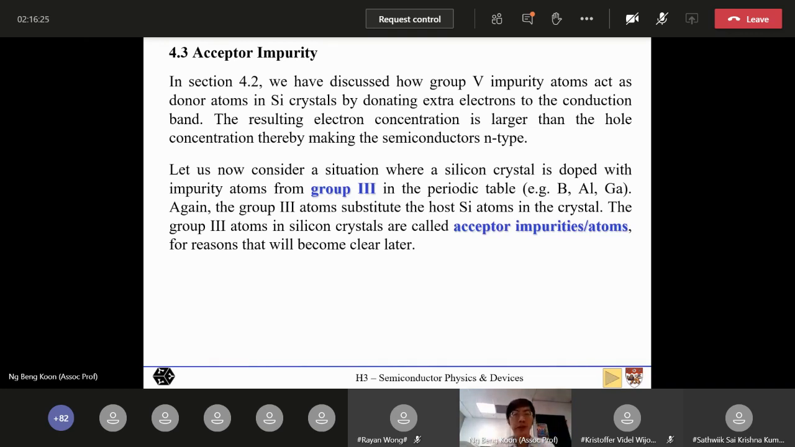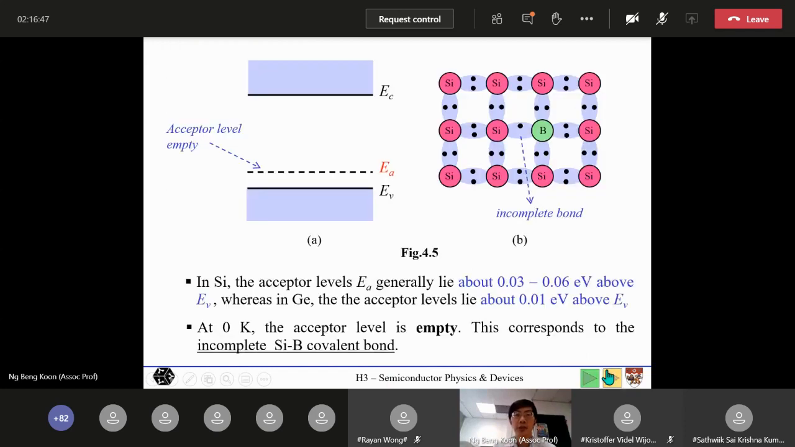What about the other category here? The other type actually uses group 3 elements from the periodic table. In this case, this kind of element is called acceptor impurity atoms. The reason why we use the term acceptor will become clear after we discuss how it introduces extra carriers into the semiconductor.